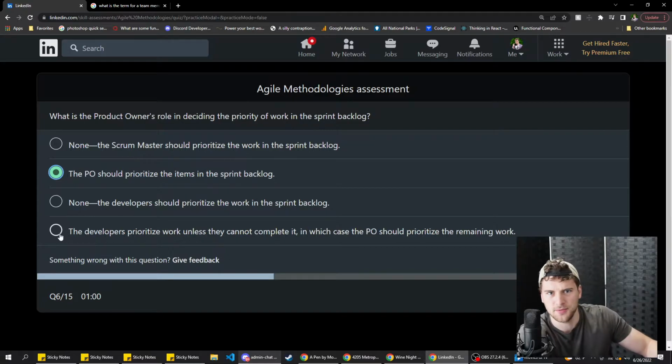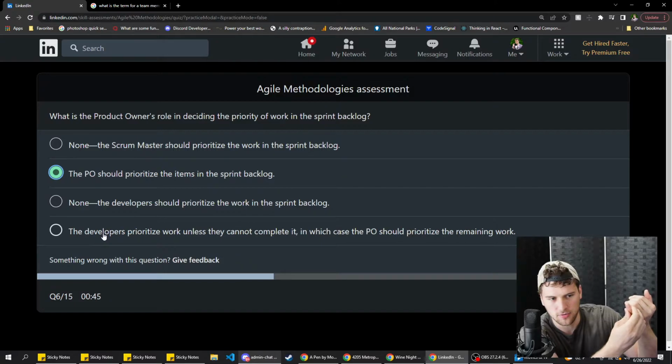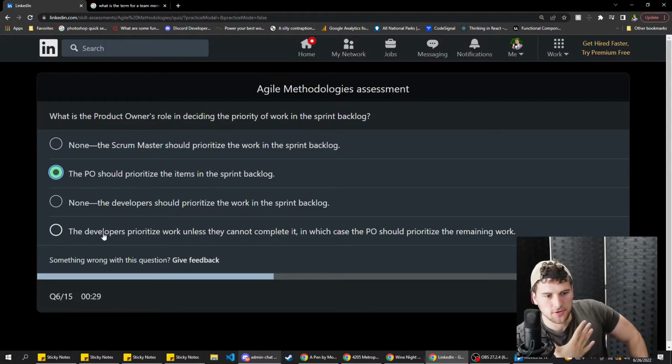Like, at least in our team, it's kind of like the product owner and then the lead dev. And then our whole team's on the calls where we decide that. But I feel like it's mostly the product owner and the lead dev's decision. So we're going to go with B. But what are the other answers? None, the scrum master should prioritize the work in the sprint backlog. Maybe. None, the developers should prioritize the work in the sprint backlog. I don't think the developers, from my perspective, I wouldn't really know what's a high priority for clients, I feel like.